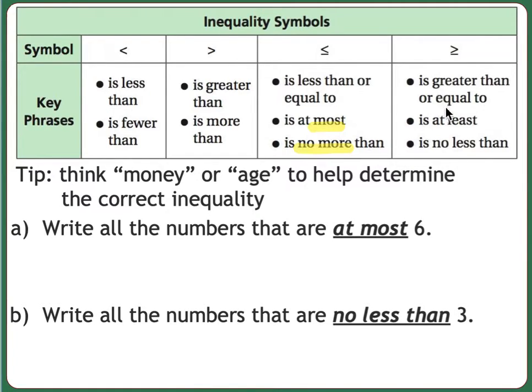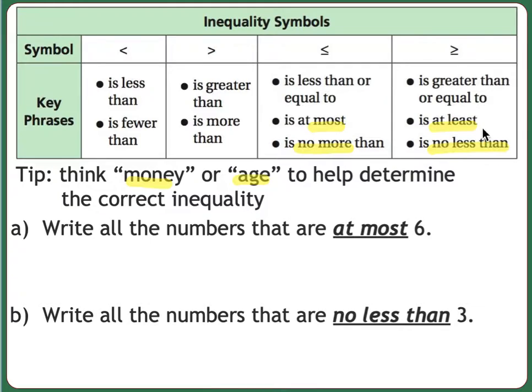Similarly, for is greater than or equal to, we say is at least and no less than. Again, even though it's greater than or equal to, we say at least or no less than. So my tip is to think about using money or age as a way to help determine the correct inequality.